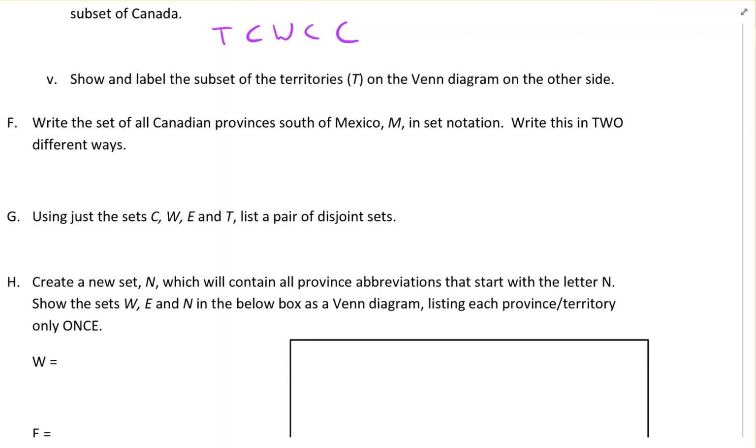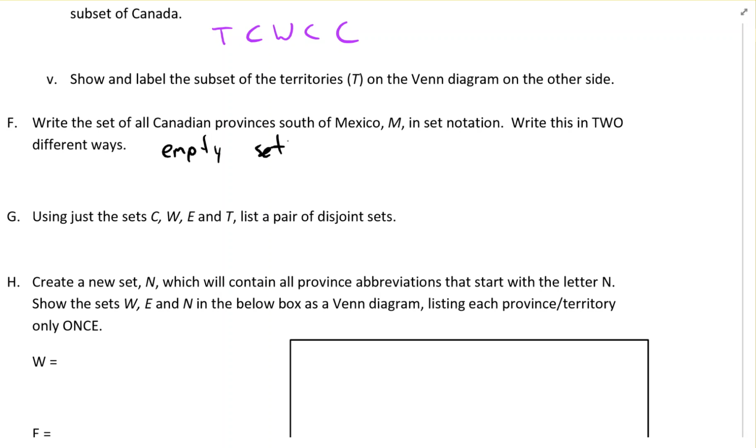Okay, so for F, it says write the set of all Canadian provinces south of Mexico in set notation. So are there any provinces south of Mexico? There's not, right? So this is what we're going to call an empty set. And like you've written down on your definition sheet, hopefully, and if you haven't, then go ahead and look in your textbook, it gives the definition of this on page 7, and the symbol.